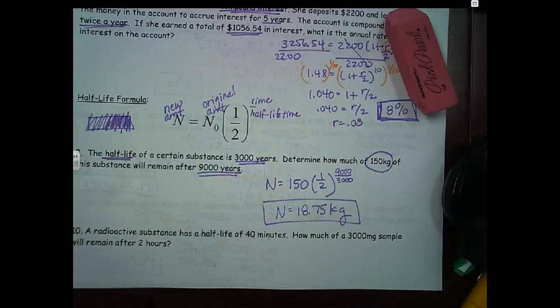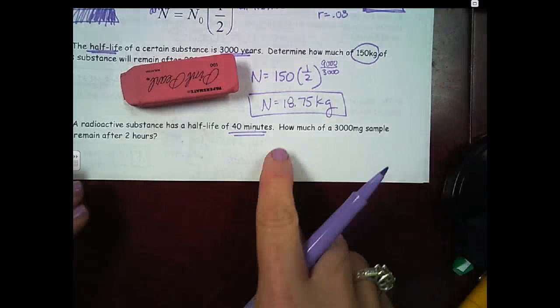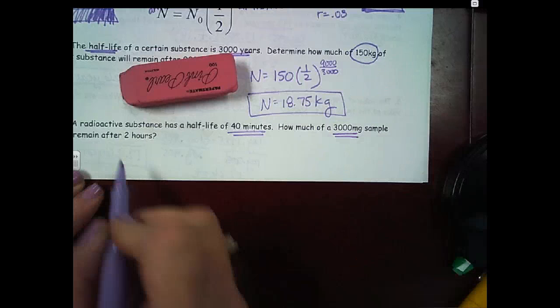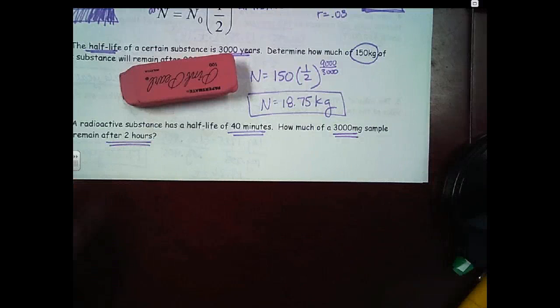And then you have the next one, which is really weird, because it's a radioactive substance whose half-life is 40 minutes. Really quick. Every 40 minutes, half of it's gone, right? Thank goodness it's radioactive, right? Okay, find how much of a 3,000 milligram sample remains after only 2 hours.